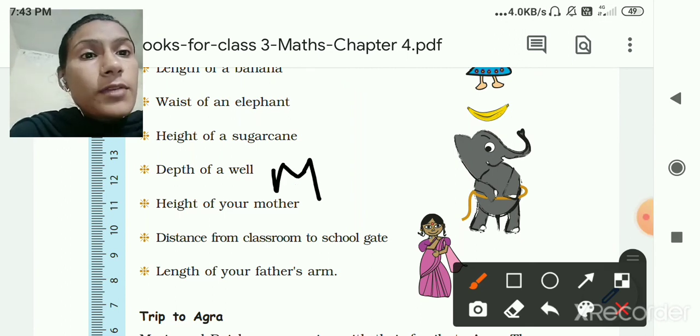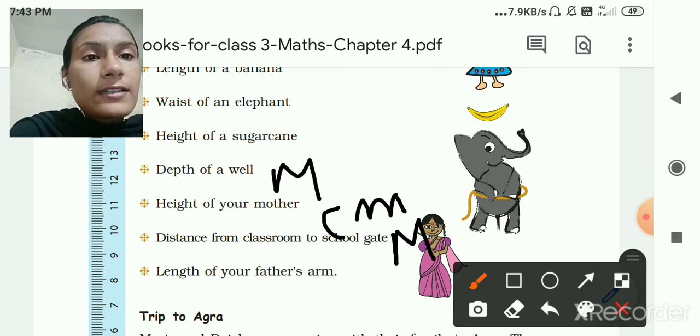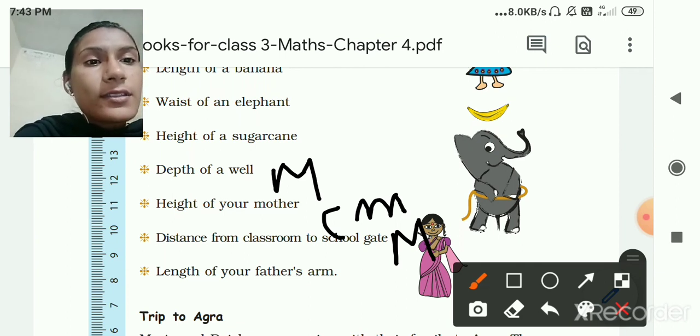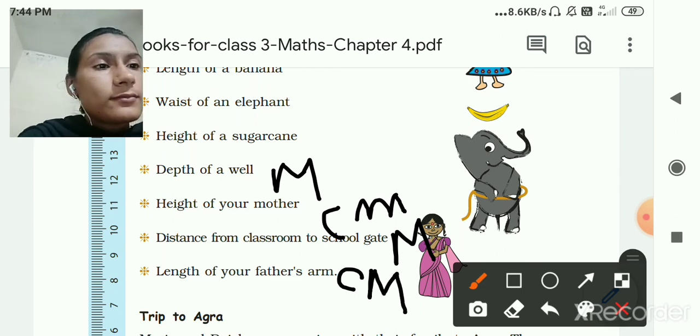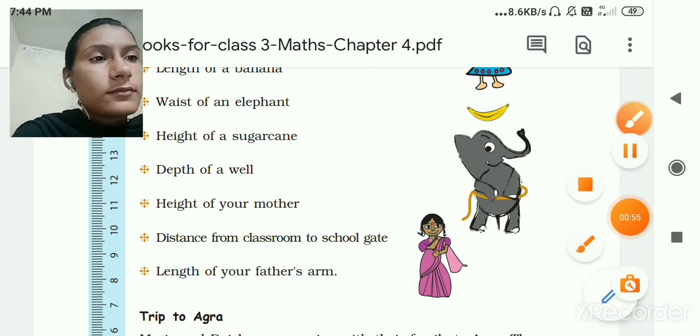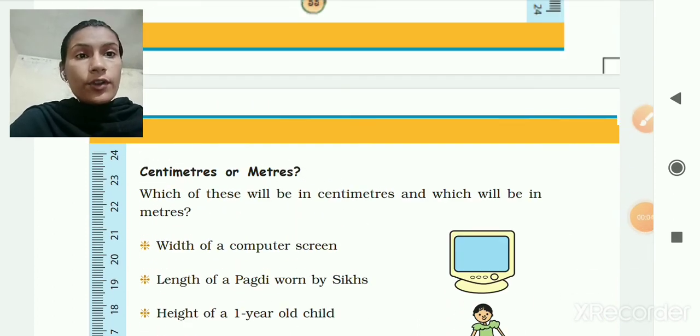Then height of your mother. This will be measured in centimeters. Then distance from classroom to school gate. Here meters will come, so we'll be measuring in meters. Then length of your father's arm. This will be measured in centimeters. So you have to write these centimeters or meters in your fair book.